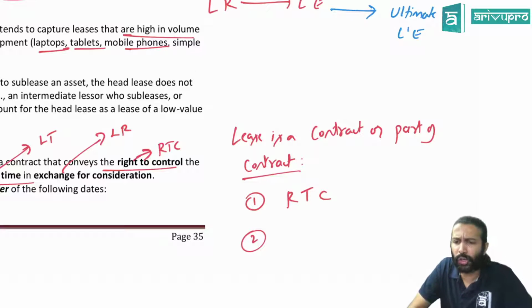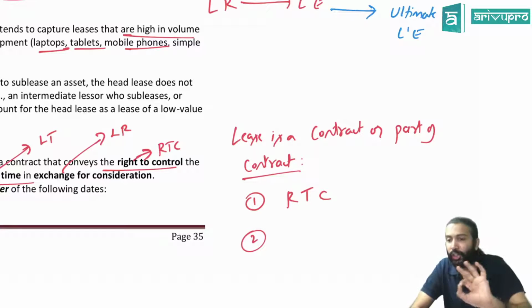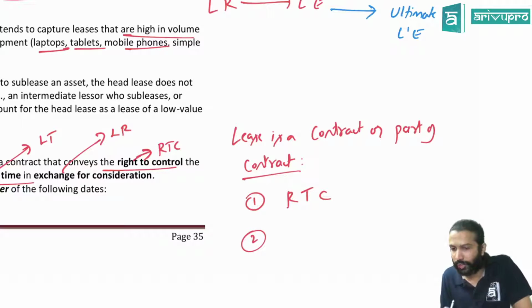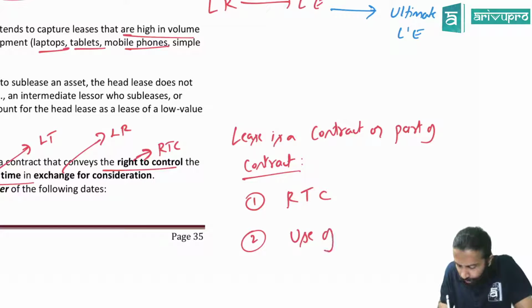Lessee has a right to control through the lease. He doesn't get the ownership rights. He only gets the right to control, right to use it. That right to use, we're calling it as RTC. That is right to control we are using. Right to control what, sir? The use of identifiable asset.